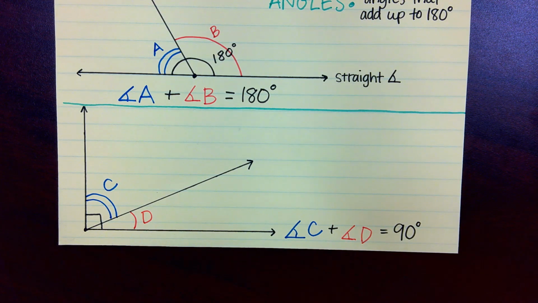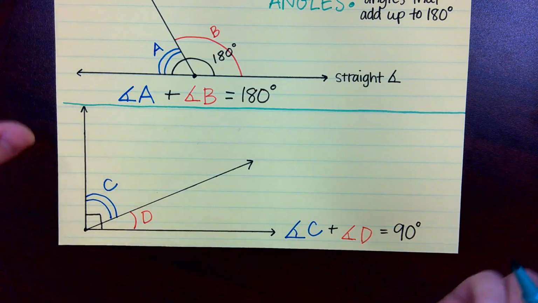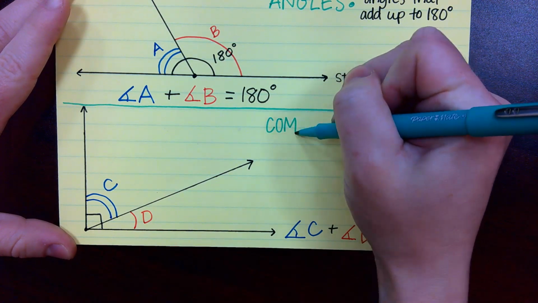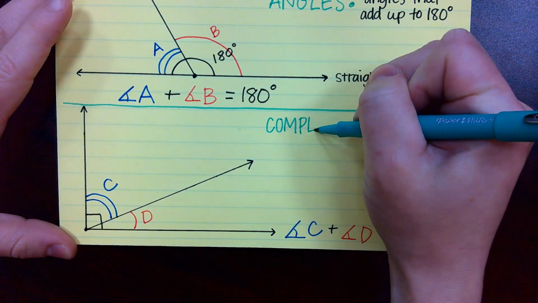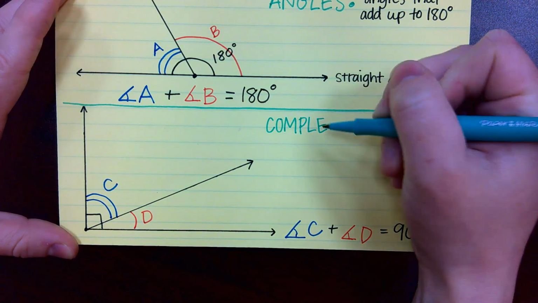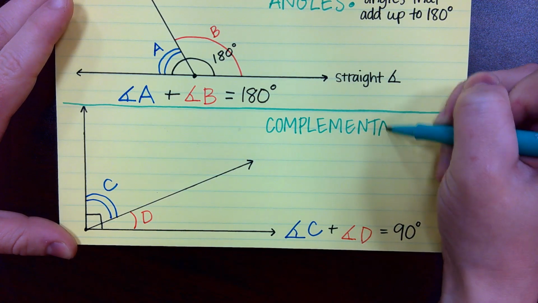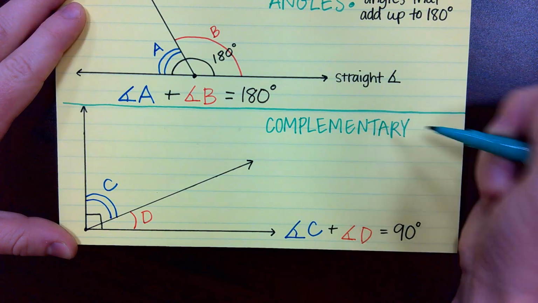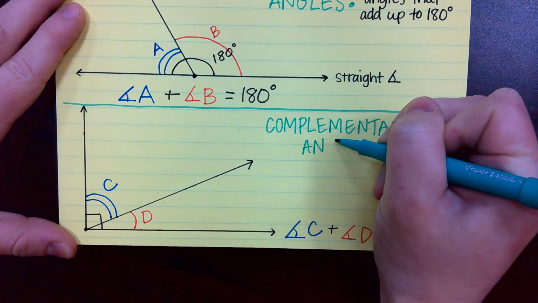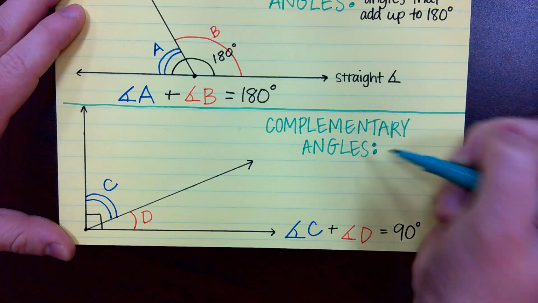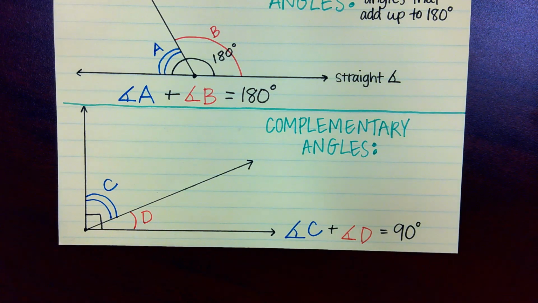And these are called complementary angles. Different name. Complementary angles. The exact same definition as above, but 90 instead of 180. So it's angles that add up to 90 degrees.